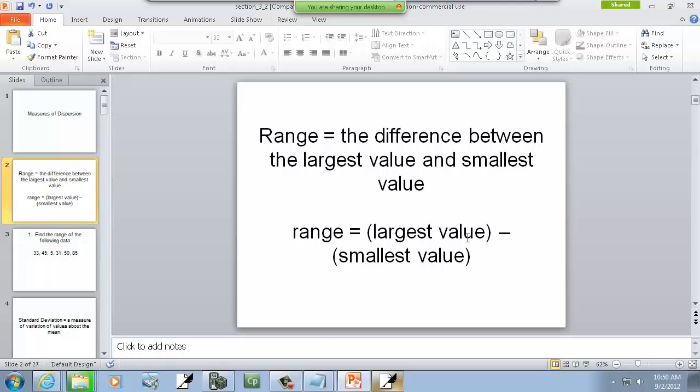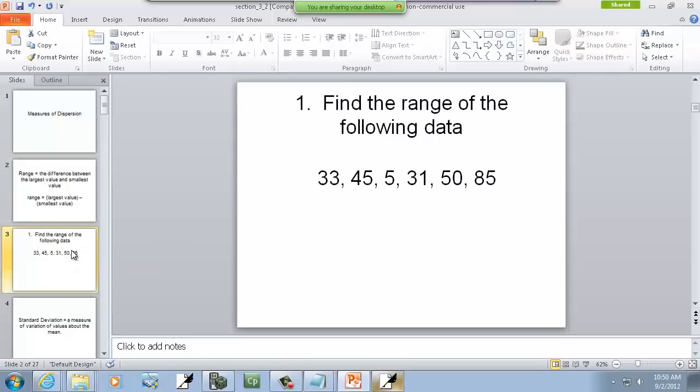This is the difference between the largest value and the smallest value. Range is equal to the largest value minus your smallest value. So, very simple formula. Let's take a look at an example of that.